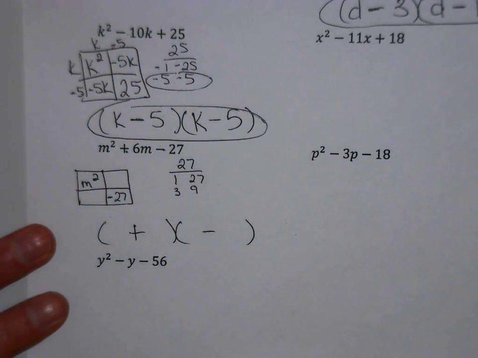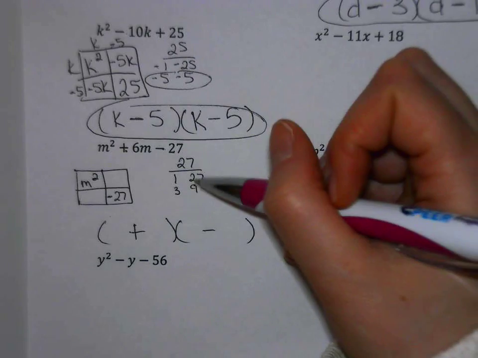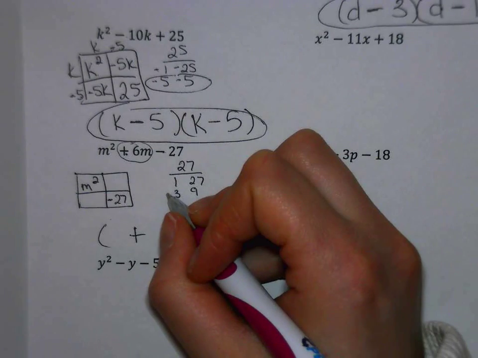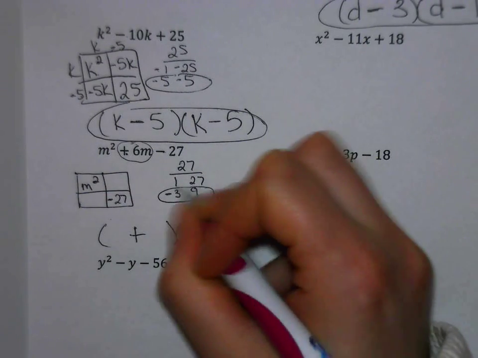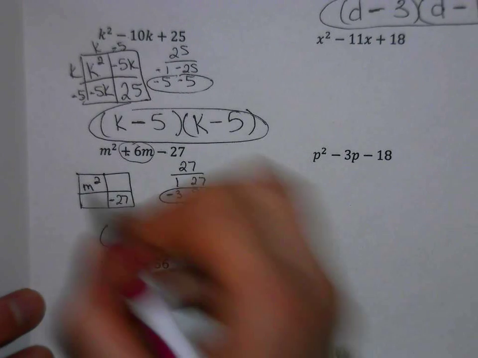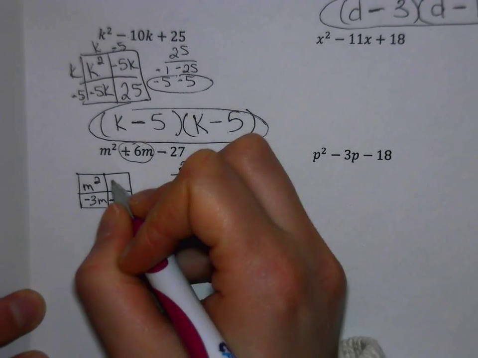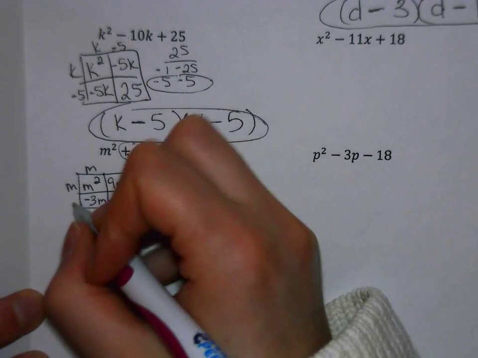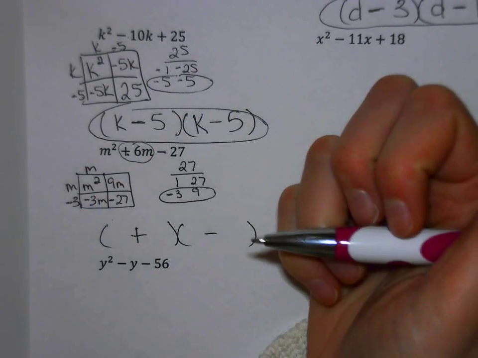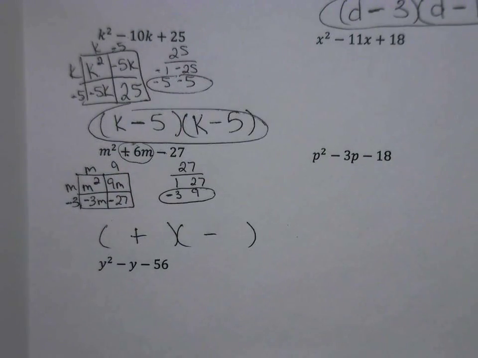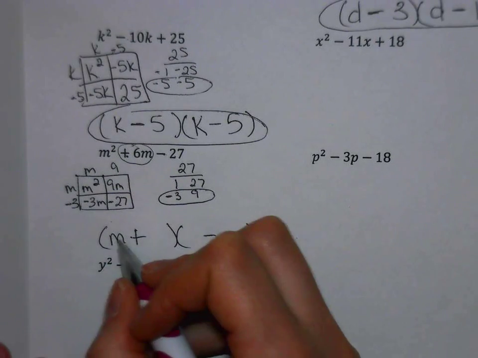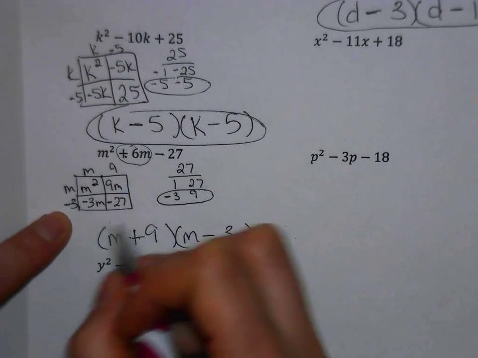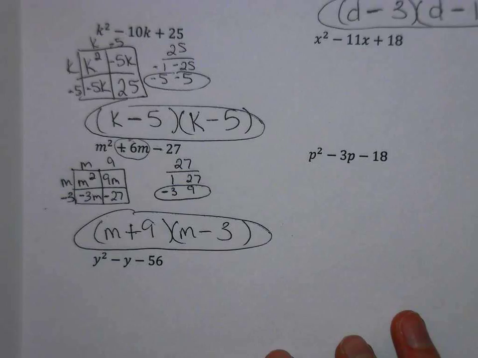So 1 needs to be positive and 1 needs to be negative, and we need to get to a positive 6. So if we subtract 3 from 9, negative 3 plus 9 gets us that positive 6. So a negative 3m and a 9m. M times m is m squared. Negative 3 times m is a negative 3m. And 9 times m is 9m. So our answer is m plus 9, because that's our positive, and m minus 3, because that's the negative. And there's our answer. Let's take a look at one more like that problem.